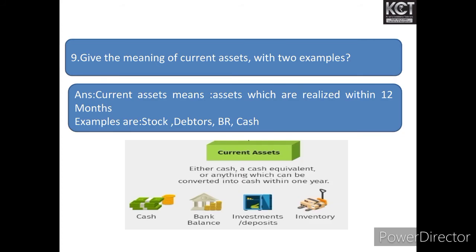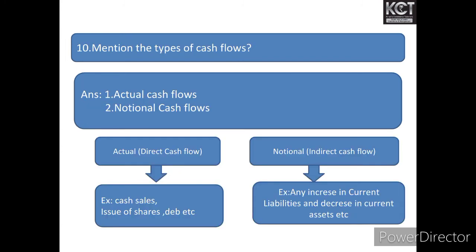Ninth one, give the meaning of current assets with 2 examples. Current assets means assets which are realized within a period of 12 months. For example, stock, debtors, bills receivable, cash, etc. 10th one, mention the types of cash flows. Mainly the types of cash flows are divided into actual cash flows and notional cash flows.